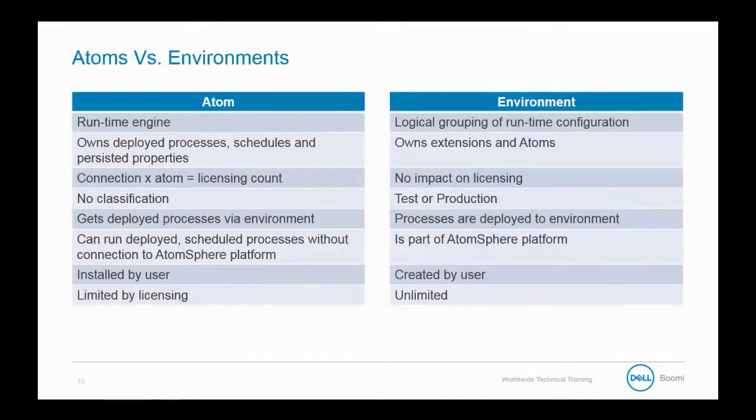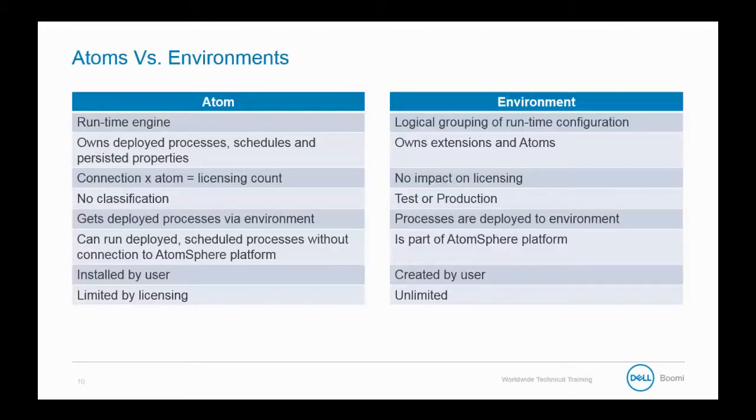Here's a chart that describes the differences between an atom and an environment. An atom is a runtime engine, whereas an environment is a logical grouping of your runtime configurations. Your atom owns the deployed processes, schedules, and persisted processes. The environment owns the extensions as well as the atoms. The atom affects licensing count. The environment does not. In fact, you can have as many environments as you would like.